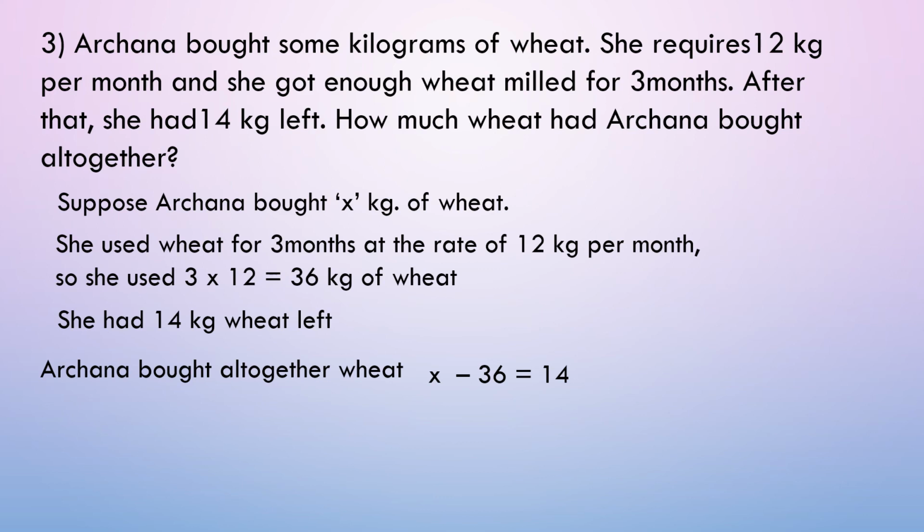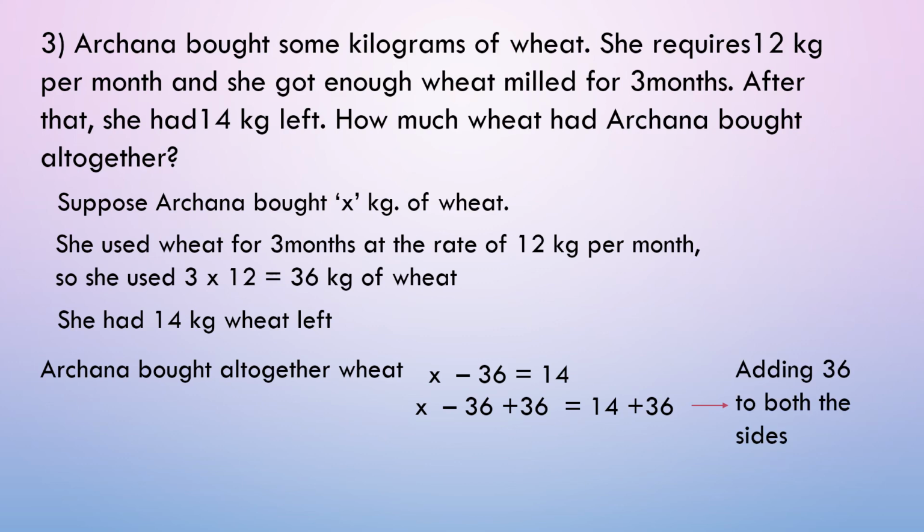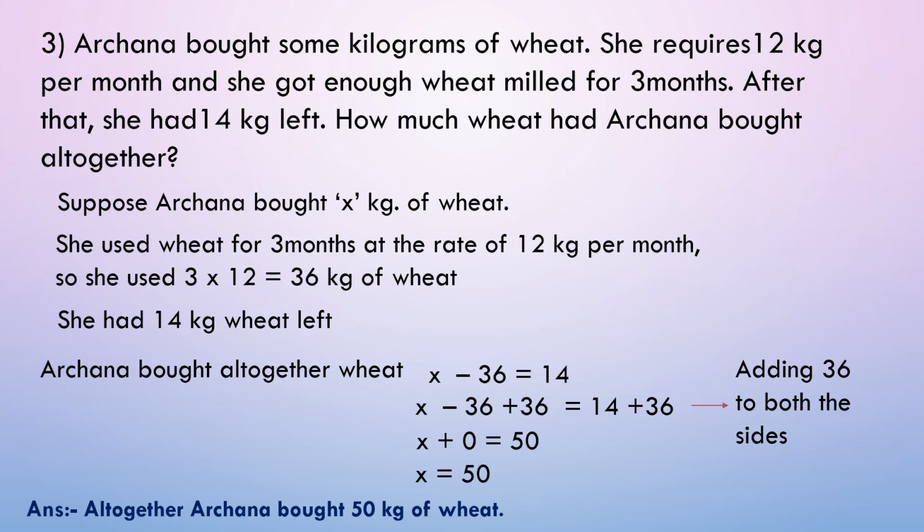Now we have to find the value of x. So minus 36 you have to remove. On both the sides, what do you have to do? Add 36. So adding 36 to both the sides. Now minus 36 and plus 36 becomes 0. So x plus 0 is equal to 50. 14 plus 36 what? 50. So x is equal to 50. So the answer is, altogether Archana bought 50 kg of wheat.